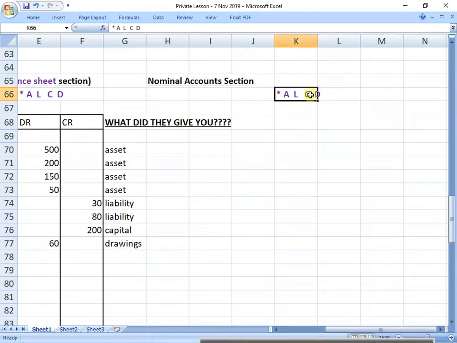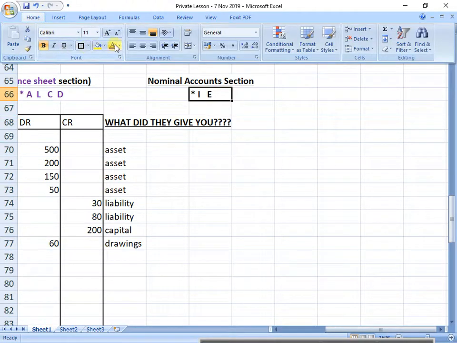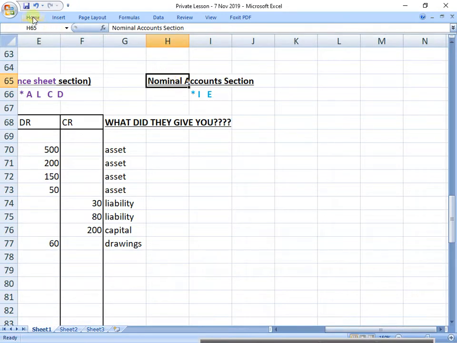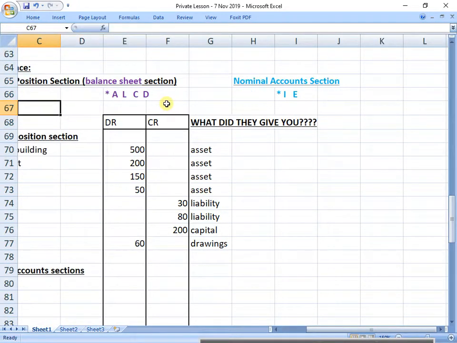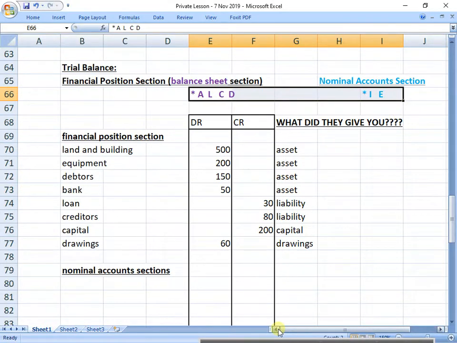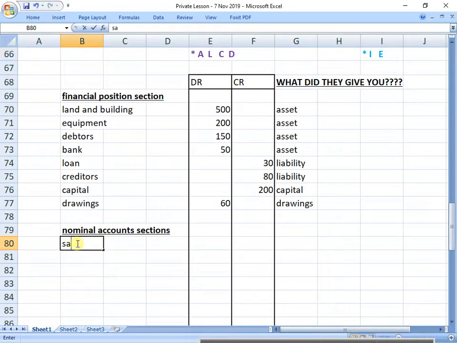Okay, what accounts are you going to see here? You're going to see the other two, income and expenses. And now you've got them all. We started off by saying there are six different accounts: assets, liabilities, income, expenses, capital, drawings. There are the six accounts. Right, so let me give you a few here.